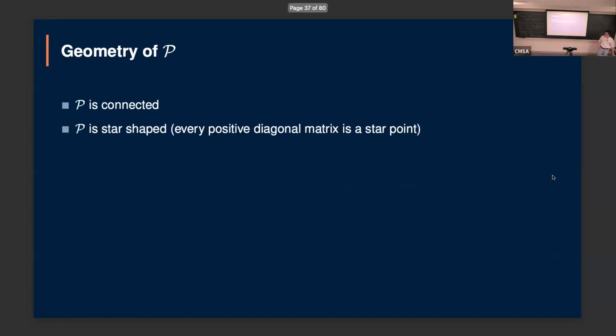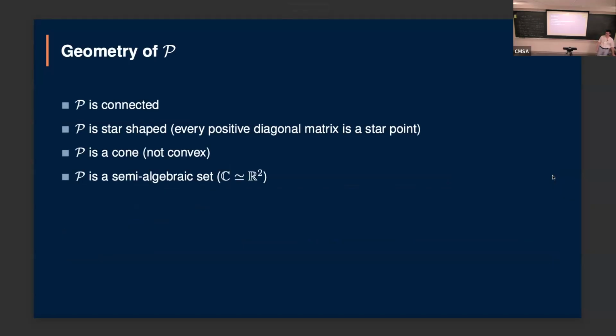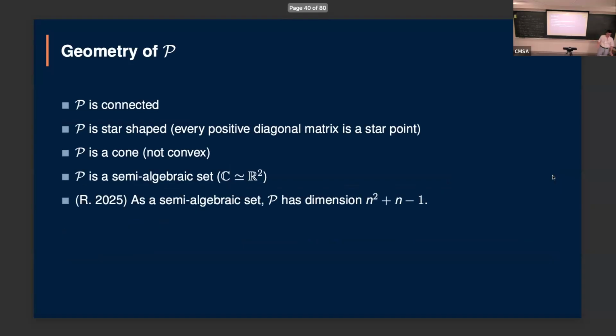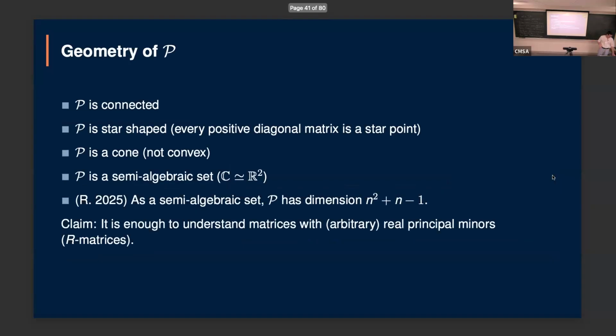Okay. Curly P is the space of P-matrices, and some things I can tell you about its geometry are that it is connected, it's star-shaped, and it's a cone, unfortunately not a convex cone. It is a semi-algebraic set if you take the perspective of viewing the complex numbers as the real plane. And I was able to compute the dimension of this as a semi-algebraic set. Great.